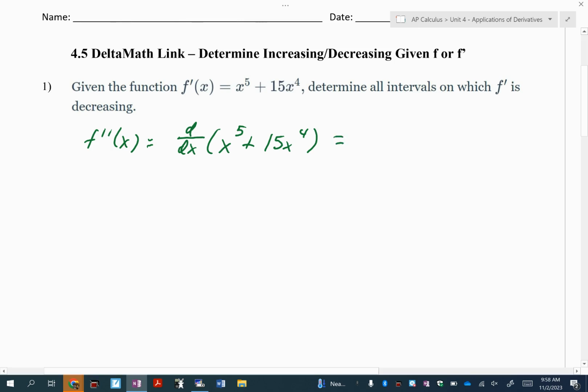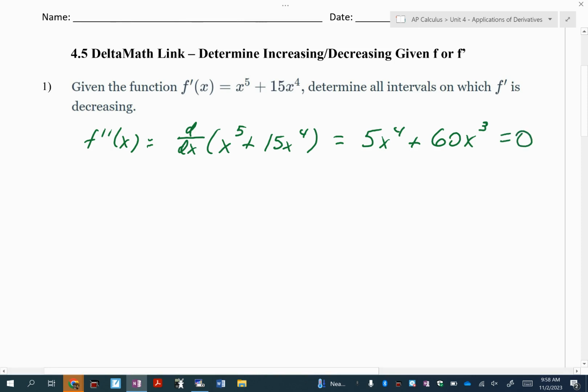Okay, so what's the derivative of x to the fifth power? Excellent. And then what's the derivative of 15x to the fourth power? 60x cubed. All right, this is the second derivative. I want to find critical points here to see where we're going to end up changing signs. Critical points mean wherever this equals 0 or wherever it's undefined. Guys, this is a polynomial, so polynomials are defined everywhere. So I just need to set it equal to 0.